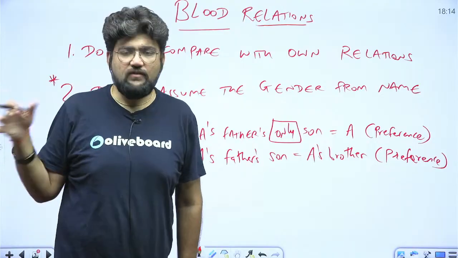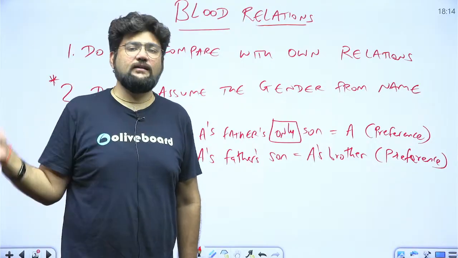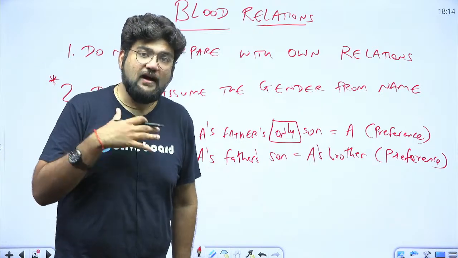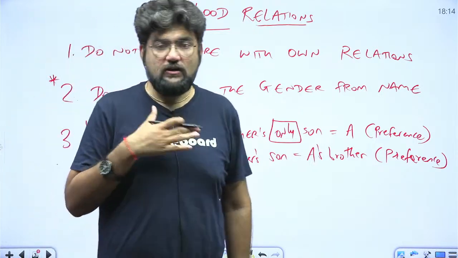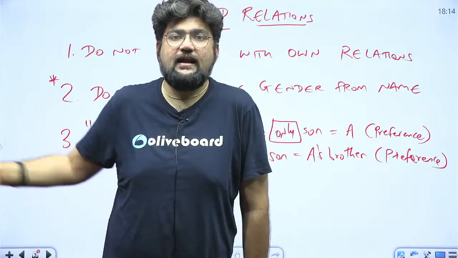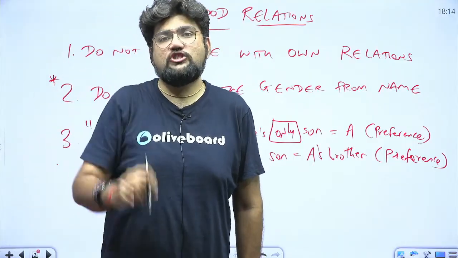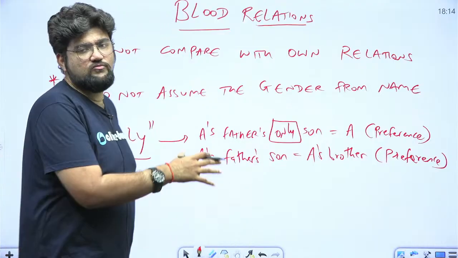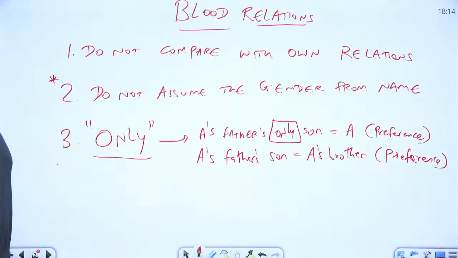My father's son will not be me first. It will be my brother. Priority while solving the question will be given to my brother. But if they are talking about my father's only son, then the priority will be given to me, because I am not sure whether I have siblings or not, according to the question. Till the time extra information is given in the question, this is how your assumption is going to look. Okay, so the word "only" has to be taken into consideration.